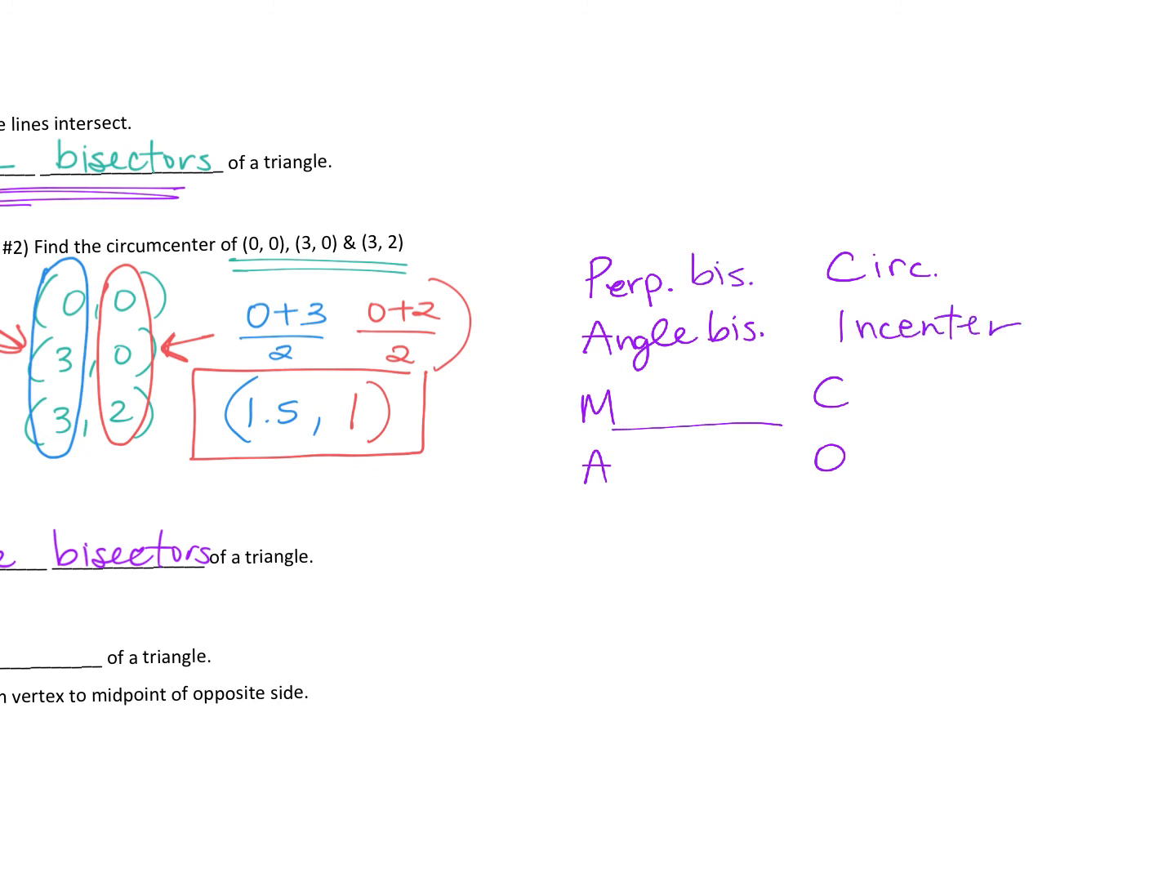And then we'll learn the other two on Tuesday. But these are the 4 types of points of concurrency that you will get in a triangle, okay? Circumcenter, in-center, and then the other 2 are centroid and orthocenter. And we'll talk more about those tomorrow. We're not going to get into that today. But any questions on that stuff?